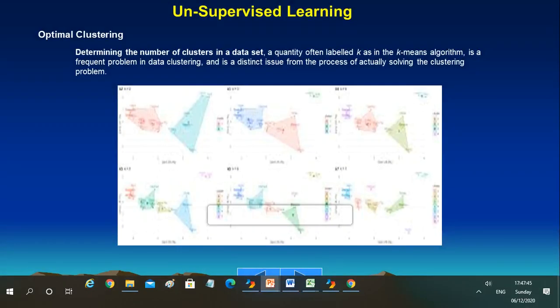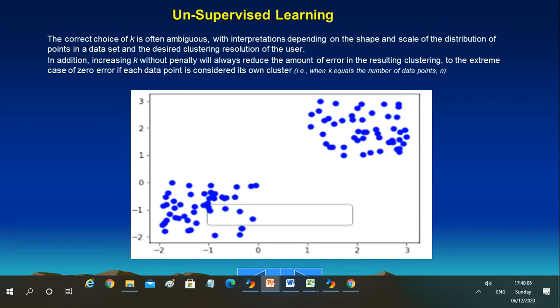Optimal clustering. Determining the number of clusters in a data set, a quantity often labeled as K as in the K-means algorithm, is a frequent problem in data clustering and is a distinct issue from the process of actually solving the clustering problem. So the correct choice of K is often ambiguous, with the interpretations depending on the shape and scale of the distribution of points in the dataset and the desired clustering resolution of the user.